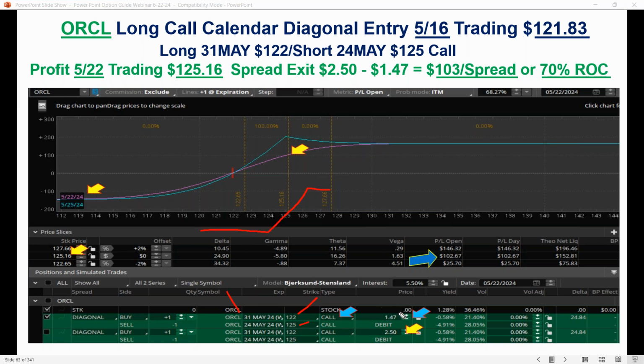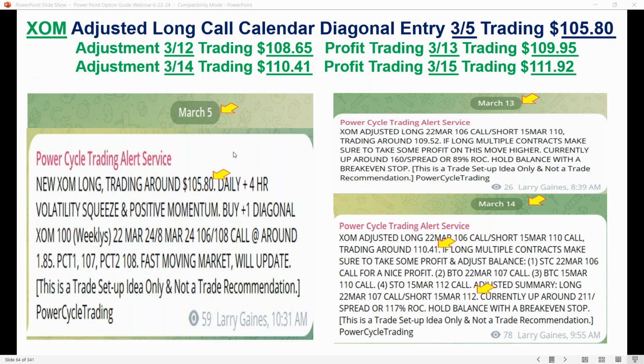And so the spread when we set that up was $1.47, or $147 per spread, and then it went to $2.50, or $250. So this was, right there, $103 per spread, or a 70% return, on the 22nd. So that's a typical, really nice and clean calendar diagonal. Now here's another one that we did. This one was a really cool one.